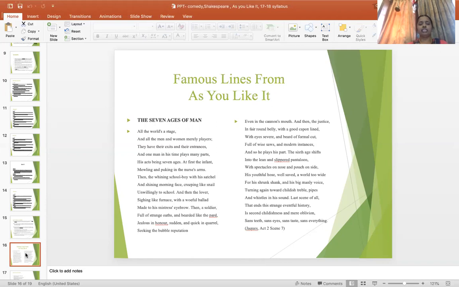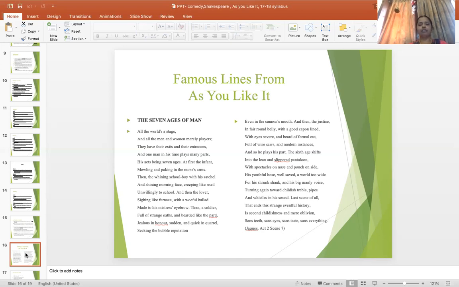They have their exits and their entrances. Sorry, exit means death, and their entrance is birth. One man in his time plays many parts. Yes, we have to play many roles in our life. His acts being seven ages. So he classified it into seven ages, that is seven stages of life.